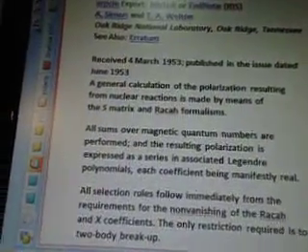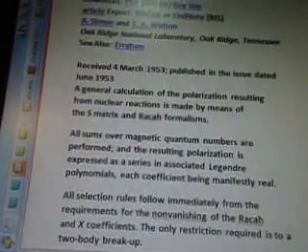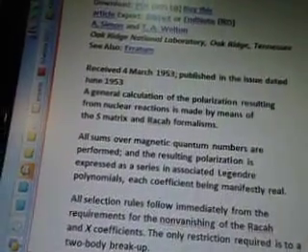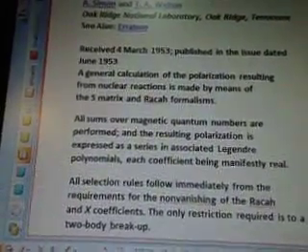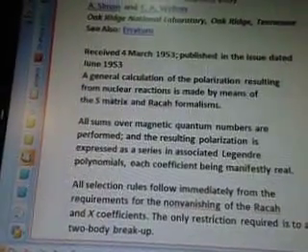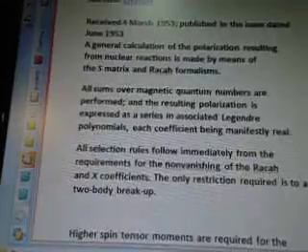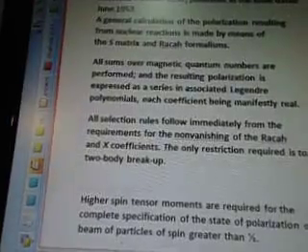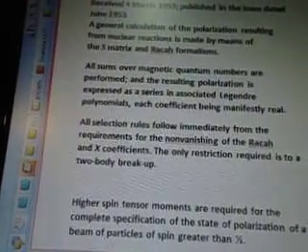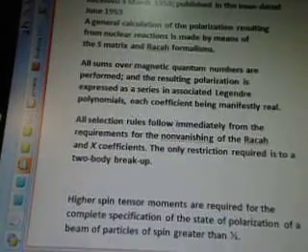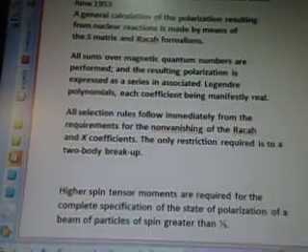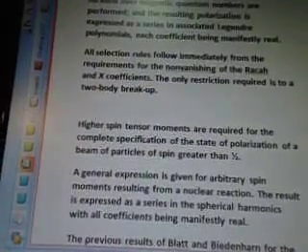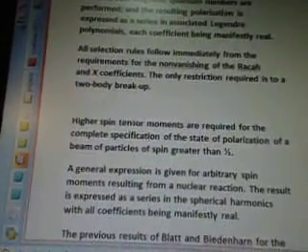So general calculation of the polarization resulting from nuclear reactions is made by means of the S matrix and Racah formalisms. All sums over magnetic quantum numbers are performed, and the resulting polarization is expressed as a series in associated Legendre polynomials, each coefficient being manifestly real. All selection rules follow immediately from the requirements for the non-vanishing of the Racah and X coefficients. The only restriction required is to a two-body breakup. Higher spin tensor moments are required for the complete specification of the state of polarization of a beam of particles of spin greater than a half.